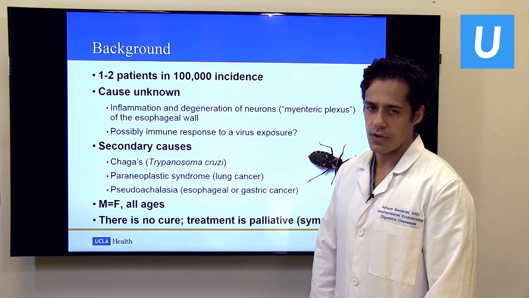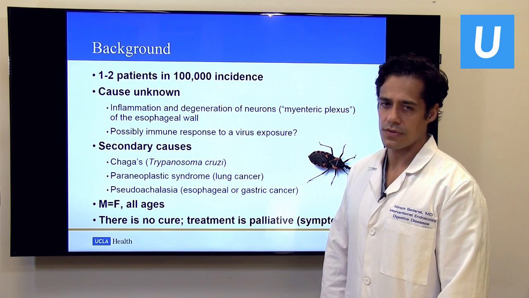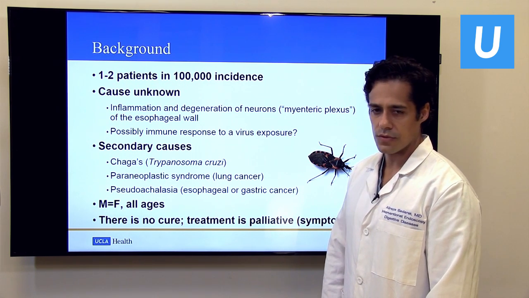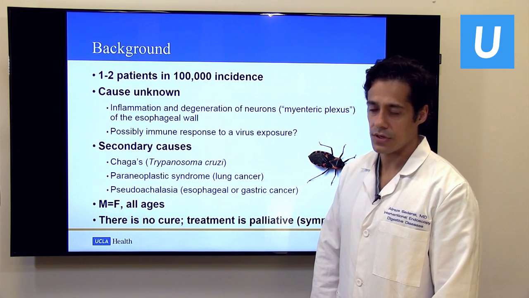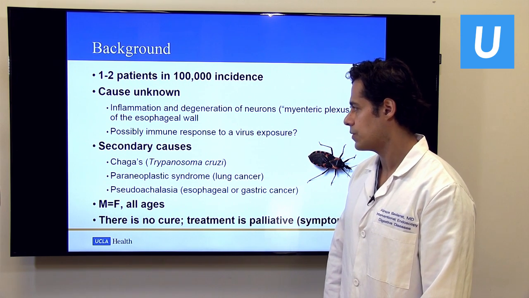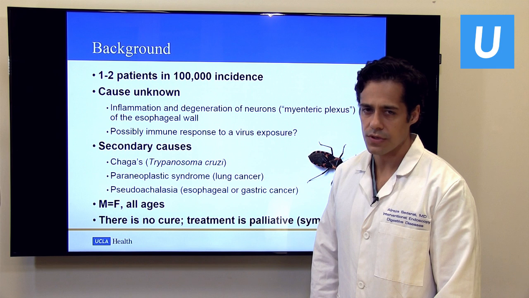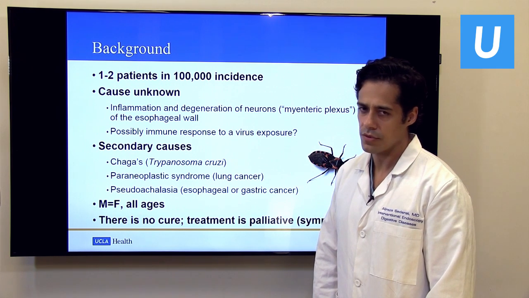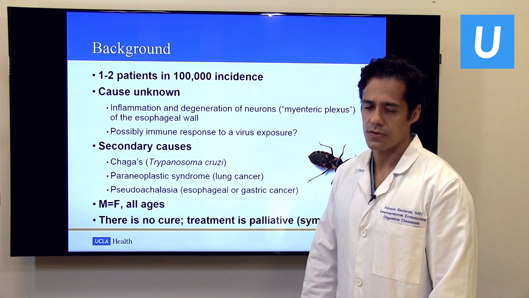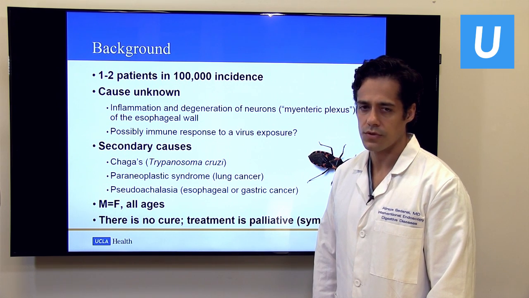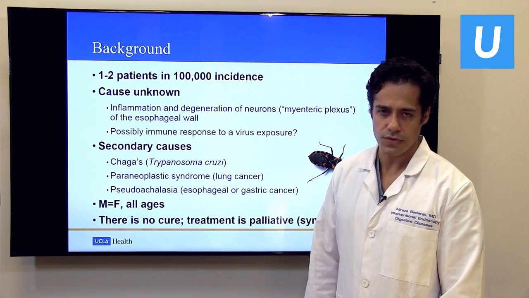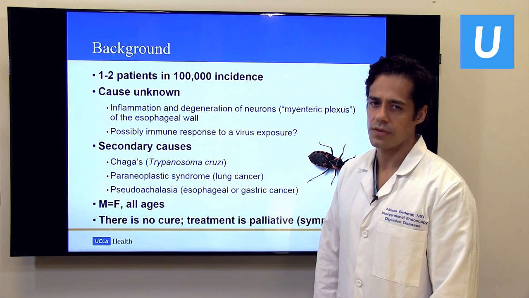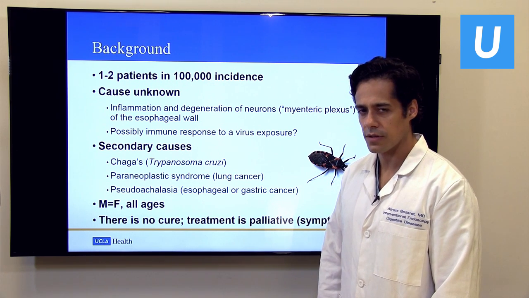A little bit of background. Achalasia is relatively rare. 1 to 2 patients out of 100,000 will have it. The cause is unknown. It's a result of inflammation and degeneration of nerves in the esophageal wall, but what causes that injury isn't entirely clear. It may be an immune response to a previously exposed virus. Zoster, the so-called shingles virus, measles, and herpes simplex have been implicated. These have been hypothesized, but nothing is certain for primary achalasia.